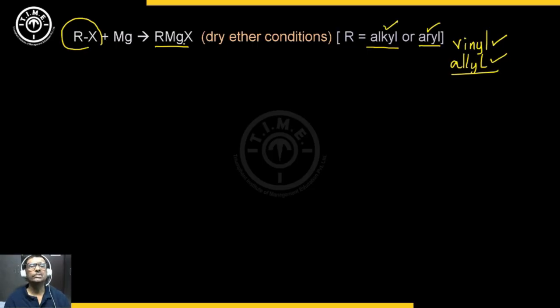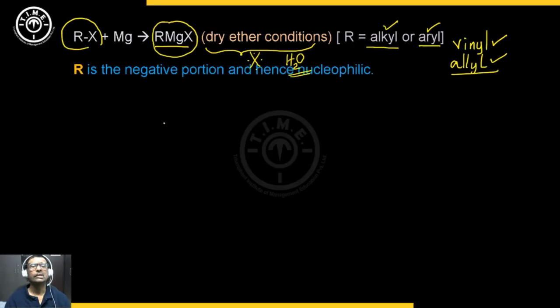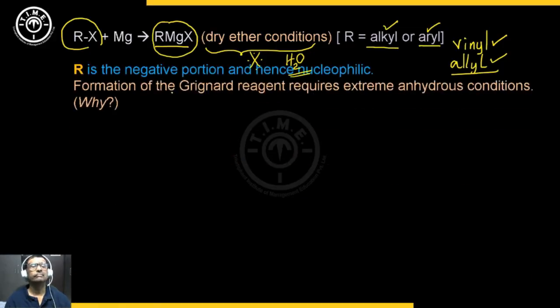So this RMgX formation requires dry ether conditions. This is very, very important. So if dry ether conditions are not employed, which means that there is some amount of moisture, then this reaction will not give us this product. So Grignard reagent cannot be prepared when there is even a small amount of moisture. Why so? That we have to check now. Why is this Grignard reagent formation requiring extremely anhydrous conditions? That we will see now.